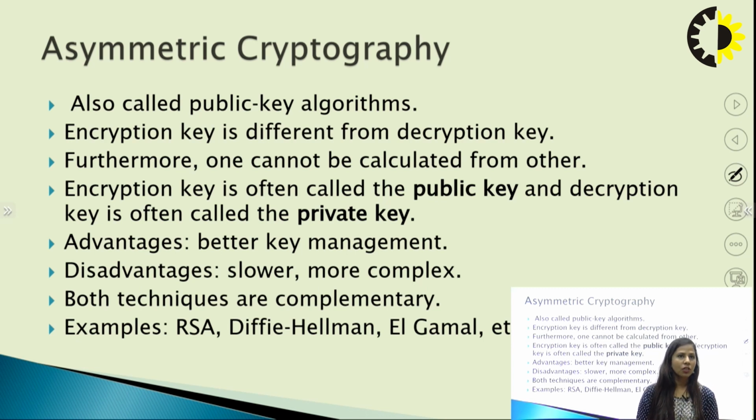In this cryptography algorithm, we have better key management. We generate the public key, we generate the private key, and according to that we transfer our data. There are also various disadvantages of asymmetric cryptography. It is slower and more complex, because we have to compute many computational examples. The best example of asymmetric cryptography is RSA, in which we compute various encryption and decryption techniques.